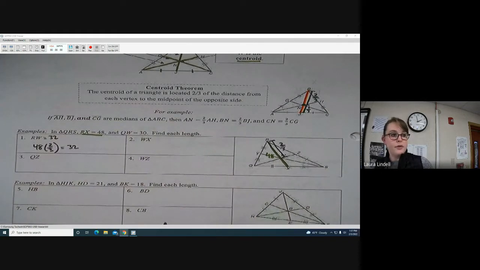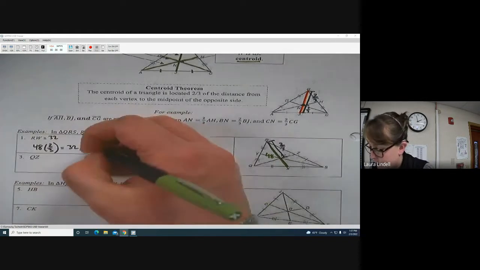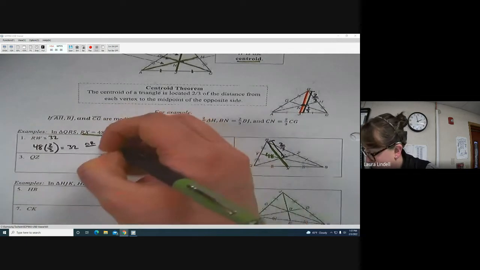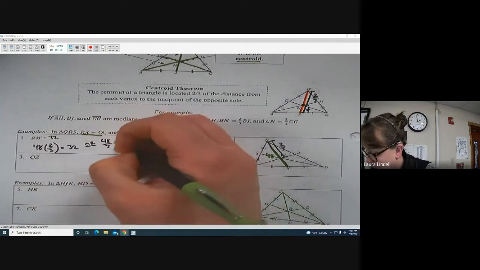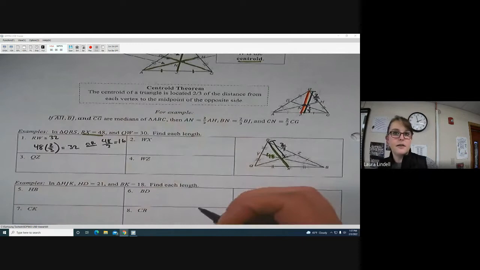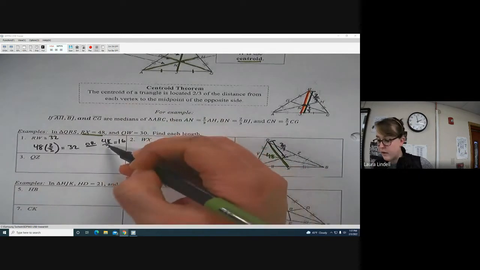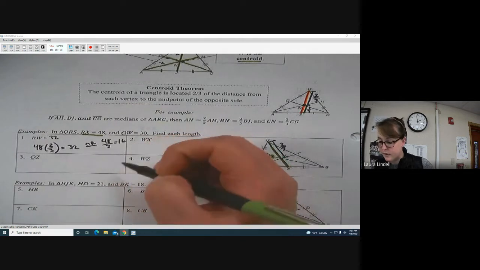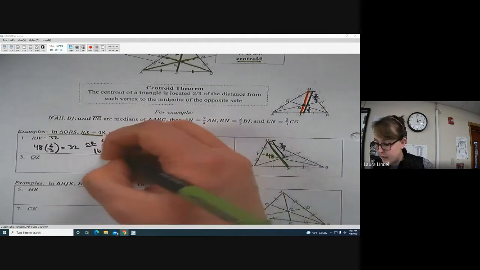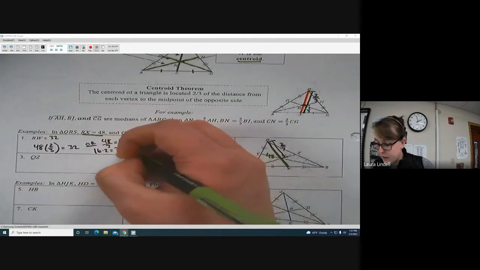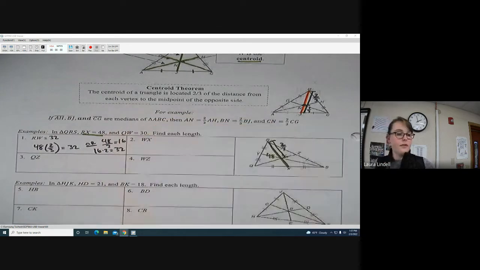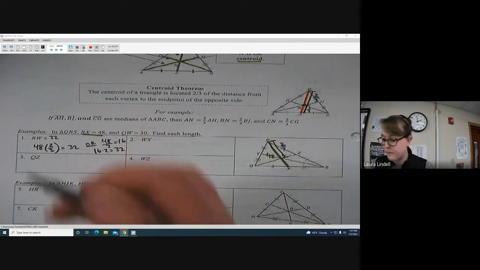Another way that you could do it is that you could take 48 and divide it by 3, which gets you 16. And then since 16 is 1/3, because 48 divided by 3 gives you thirds, you could take 16 times 2, which will get you 2/3. Either way you want to think of it is totally fine. So that's how you'd find RW.